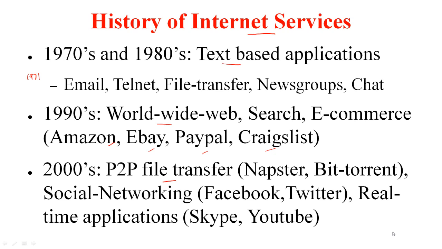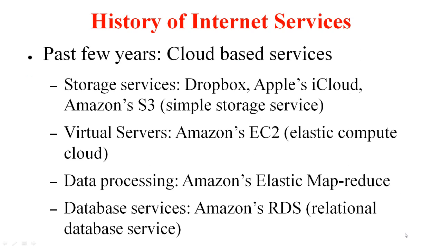Then slowly social networking services started in the form of Facebook, Twitter, a lot of real-time application support, Skype, YouTube, and so on. In the past few years, we are seeing a lot of cloud-based services. So we have storage services provided by Dropbox, Apple's iCloud, Amazon's S3, which stands for Simple Storage Service. There are also cloud-based services which provide virtual servers, for example, Amazon's EC2. And there is service provided in the cloud for data processing. This is through the Elastic MapReduce of Amazon. Database services are provided by RDS.